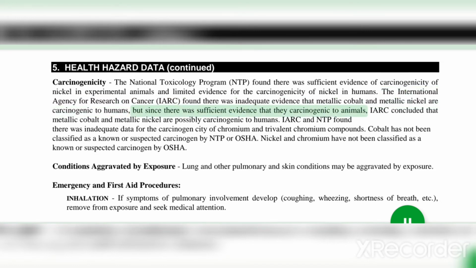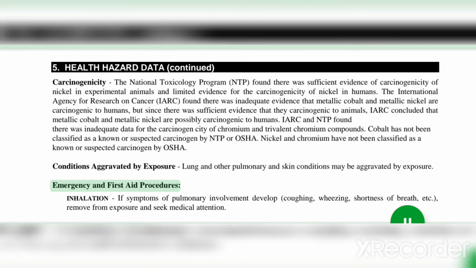But since there was sufficient evidence that they are carcinogenic to animals, IARC concluded that metallic cobalt and metallic nickel are possibly carcinogenic to humans. IARC and NTP found there was inadequate data for the carcinogenicity of chromium and trivalent chromium compounds. Cobalt has not been classified as a known or suspected carcinogen by NTP or OSHA. Nickel and chromium have not been classified as a known or suspected carcinogen by OSHA. Conditions aggravated by exposure. Lung and other pulmonary and skin conditions may be aggravated by exposure.